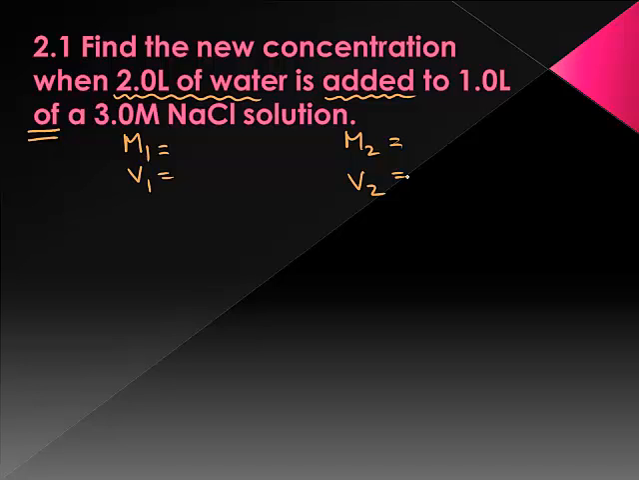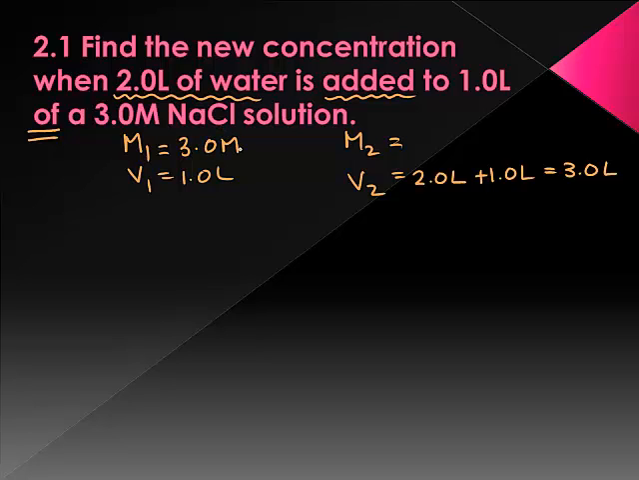Well, I know I'm adding 2 liters to produce a final solution. So I know that my final volume is the 2 liters added to the 1 liter that I started with, so it's 3 liters. I also know that I had 1 liter to start with, and the concentration of that solution was 3 molar.